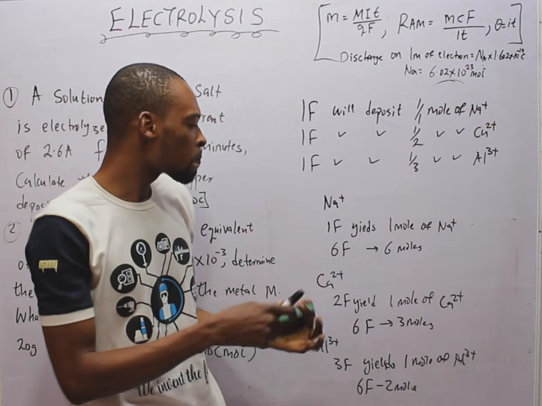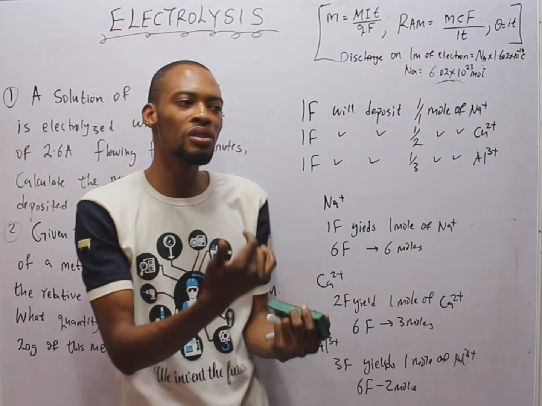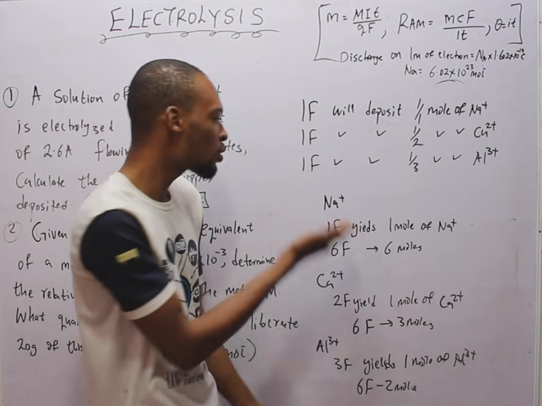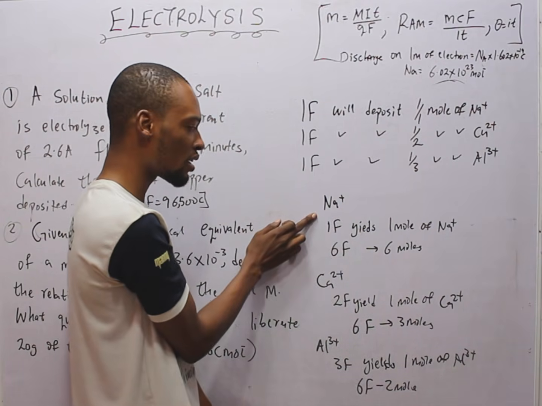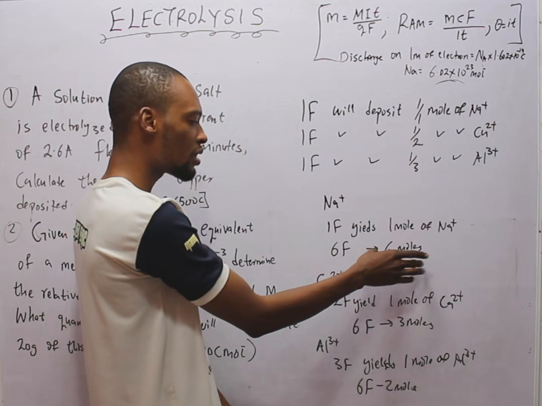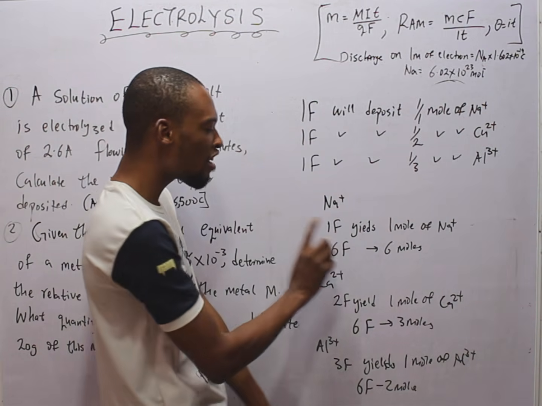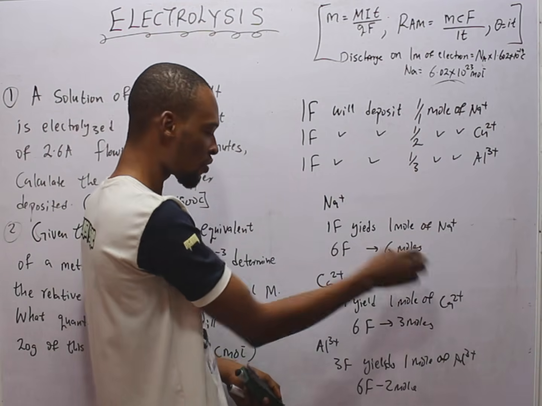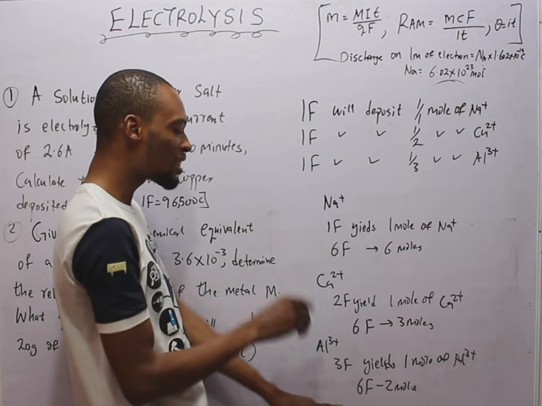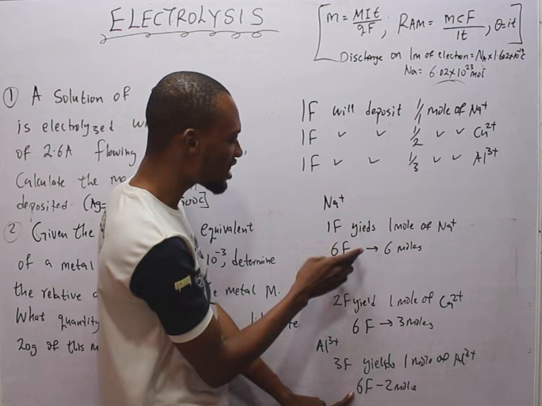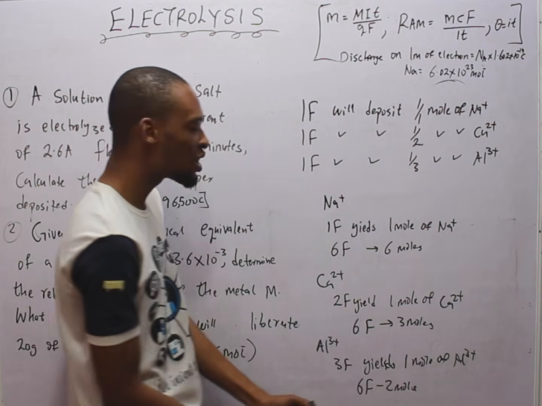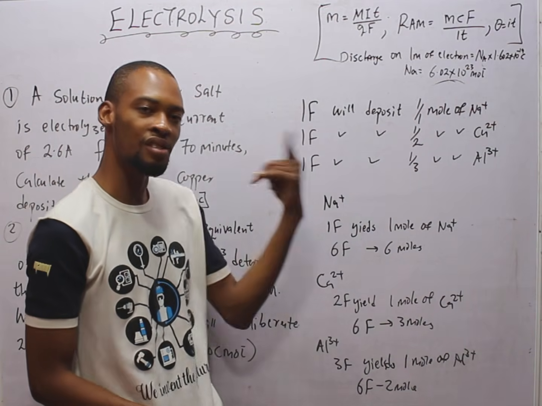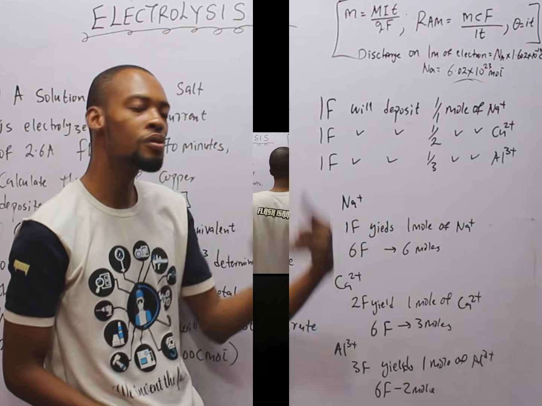You see? So the number of moles produced is inversely proportional to the charge. As the charge increases, the number of moles reduces. Look at this. This charge is simply +1. You see, 6 Faraday is needed to produce 6 moles. This is 2. The number of moles produced with the same quantity, 6 Faraday, is 3 moles. And here the number of moles produced with the same quantity is 2 moles. So the same electricity is passed, 6 Faradays, and the number of moles is different depending on the charge of the ion. As the charge increases, the number of moles produced reduces.